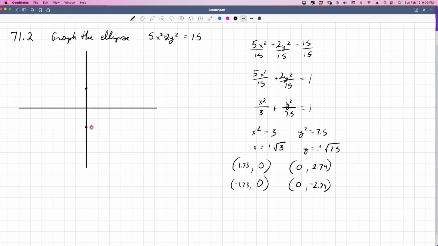And then when x is 0, I have 2.74 and negative 2.74. So that would be our ellipse. Let me see if I can adjust that just a bit and move it right on top of those. So pretty close. But what I would want you to do is plot your points, and I'll check your points and then just get close with your ellipse.